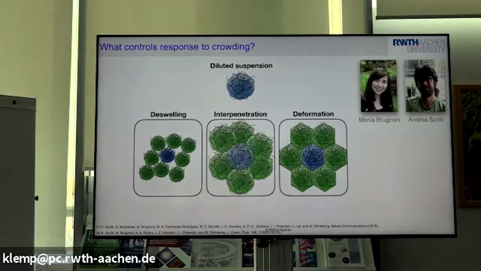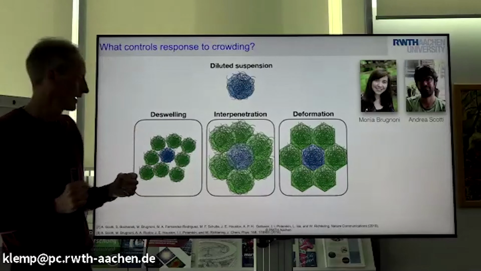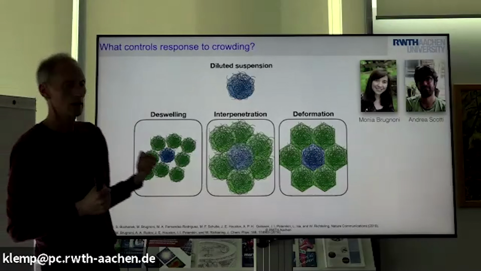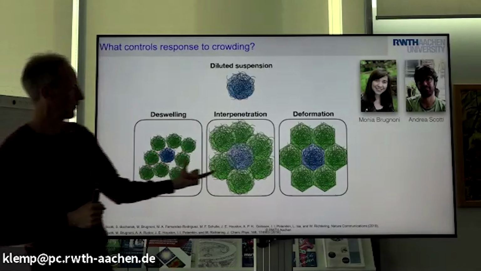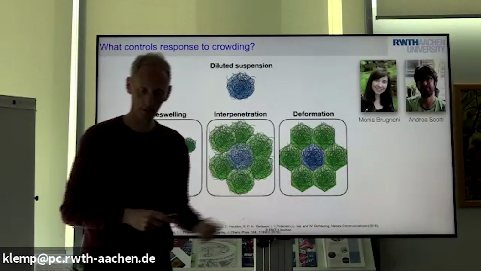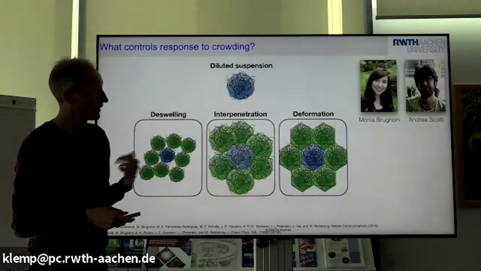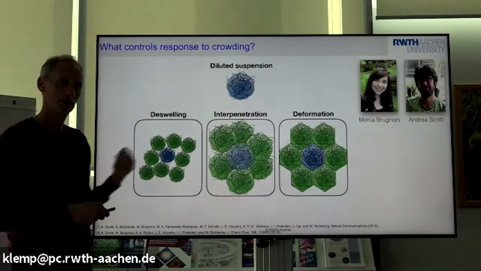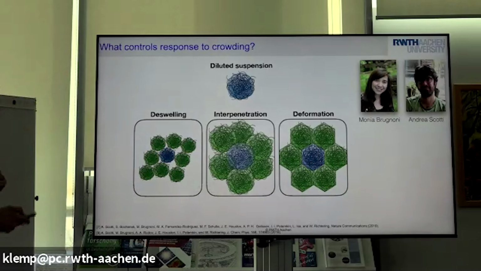Okay. Now, when we think about this, when we increase the concentration of these objects, hard spheres can just pack. But if they are soft spheres, they have different options to react to this higher concentration. They could either deswell, they could interpenetrate, or they could deform, like in a foam, for instance. Now, in the literature, there is a debate about what happens. And we were interested in looking into this with our small microgels, where you cannot do microscopy. These are too small to really see them with sufficient resolution in microscopy.